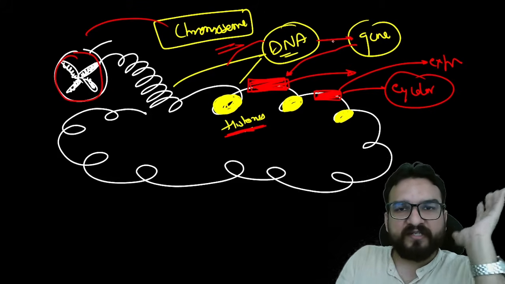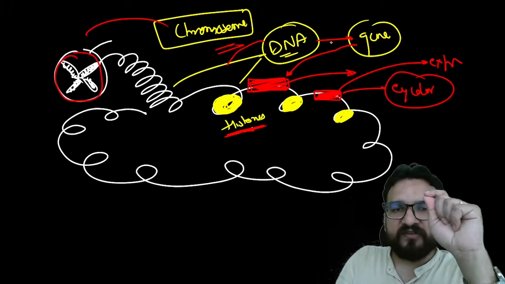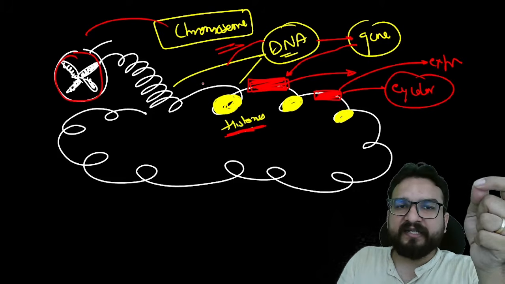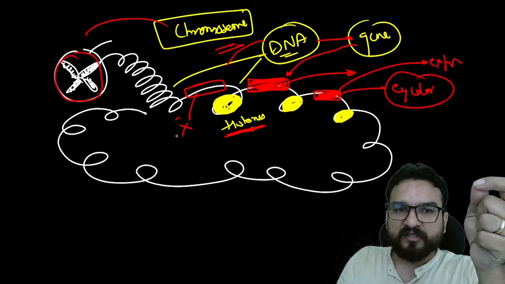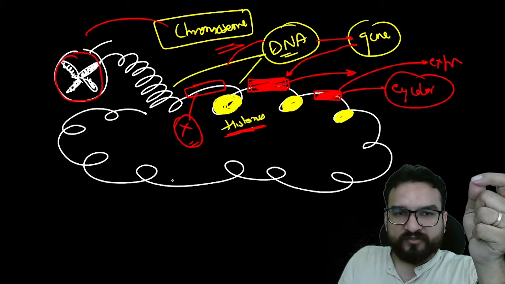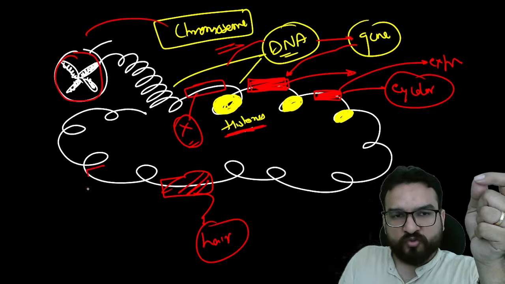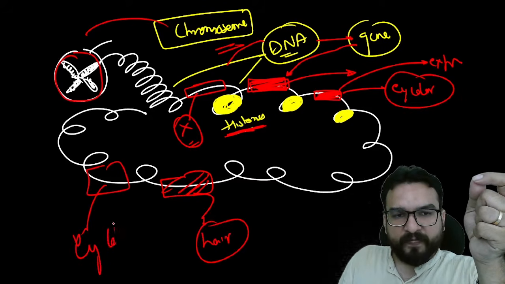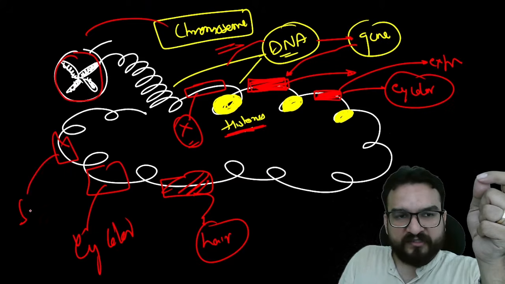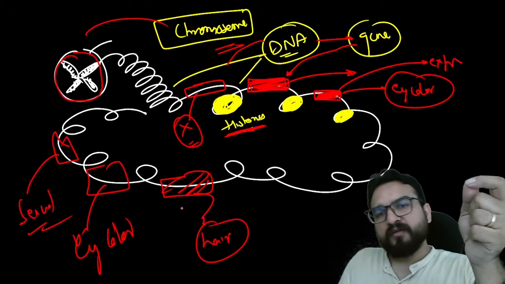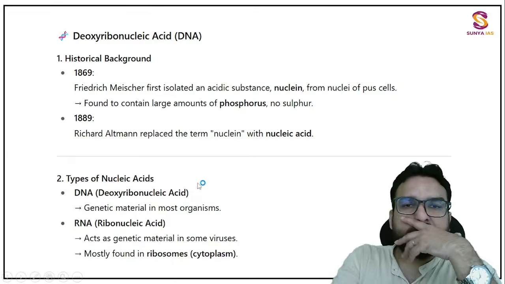So gene is not everything. Gene is the functional part in DNA, because DNA contains non-coding segments also. This is non-coding, but this over here is coding, and this is coding for my hair color. This is coding for my eye color. This is coding for my sexual characters. Understanding? So this is how you will find DNA.